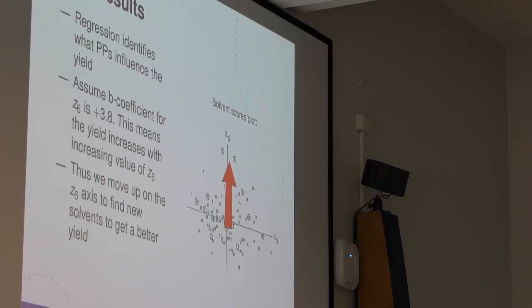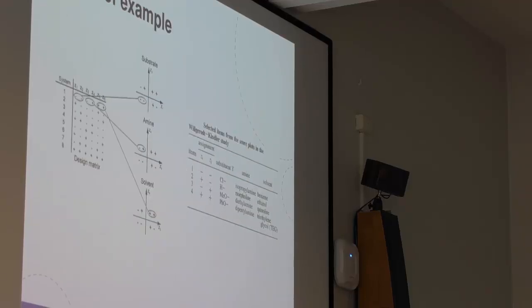We can assume that, let's say, we have a B coefficient for Z6, which is equal to plus 3.8. Okay, it's a positive number, right? So what is Z6? Well, let's go back. Remind us, that is related to the solvent. So that's the second axis. I can't point, unfortunately. That's the last two-dimensional score plot. So the Z6 is the y-axis for the last score here, okay?